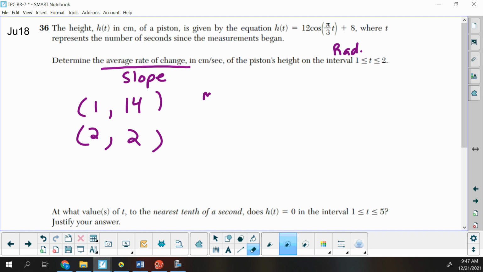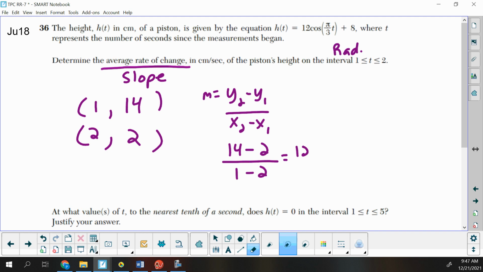So now we just have to do slope. Slope is y minus y over x minus x. So we're going to have maybe 14 to start, minus 2. If you started with 14, you got to start with 1 in the denominator, minus 2. This will give us 12 over negative 1. So in other words, negative 12. Now our units, they tell us right here, is centimeters per second.